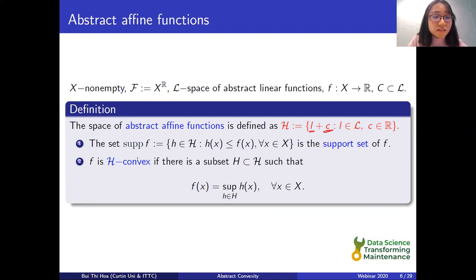And then the support set of a function is a collection of all the affine functions that don't exceed the value of the function f at any point in X. So the generalization is very straightforward at this point. And a function f is H convex if there is a subset of affine functions so that the function f is a supremum of all these functions. So let's think of H here as a set of elements.